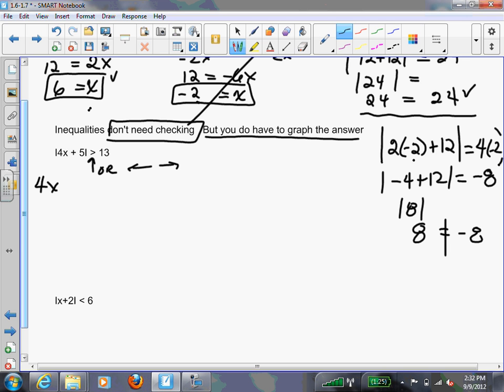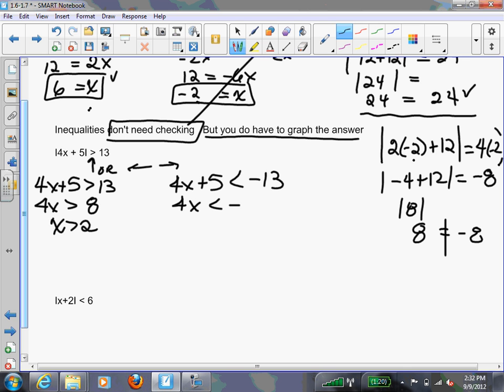So we do our 2 cases the way we did in the earlier problems. We're going to set 4x plus 5 greater than 13. But our second case is going to say 4x plus 5 is, we flip the direction of the inequality, and we put a negative sign because we want to go greater than 13 or less than negative 13. So then we solve. We say 4x, we subtract 5, so that's going to be greater than 8, which means x is greater than 2. And over here we get 4x is less than negative 18, which means x is less than negative 18/4, which is the same thing as negative 9/2.